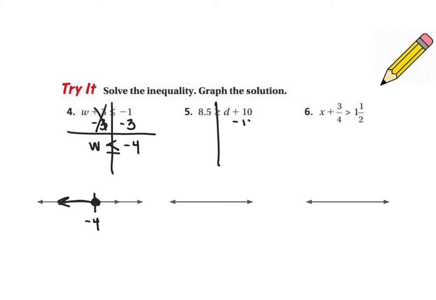Number 5, we'll take away 10 from both sides. Opposites cancel. Copy your inequality symbol. 8.5 minus 10 is negative 1.5. D is less than or equal to, so the circle's filled in. And because D would be less than, the arrow points to the left.